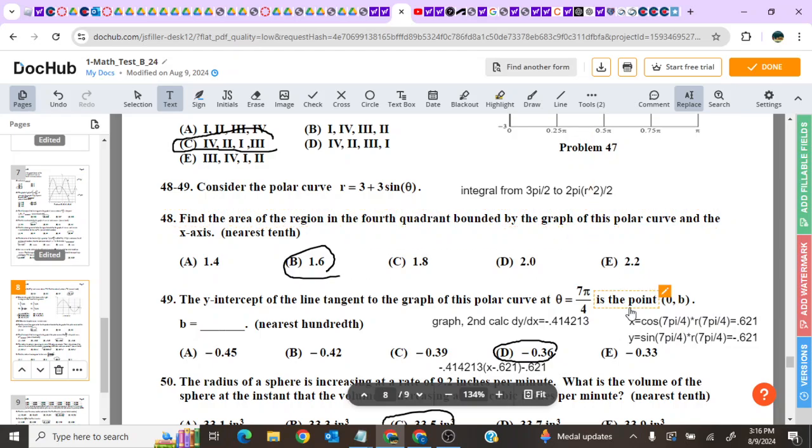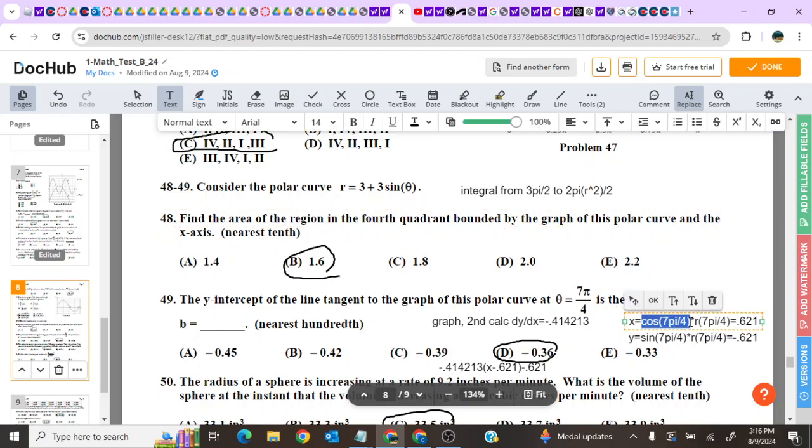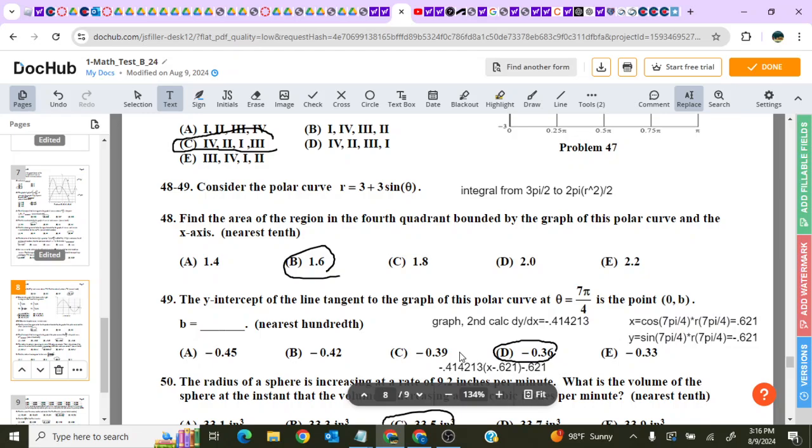Now finding x and y is a bit harder. The x value of a polar equation is going to be equivalent to cosine of your angle times your polar equation. And that kind of offsets the change in theta or change in direction for your equation. And you do the same thing for y, sine instead of cosine, times your equation. And you'll get this value for your x and this value for your y. And then you can just use point slope form to get a value of negative 0.36.